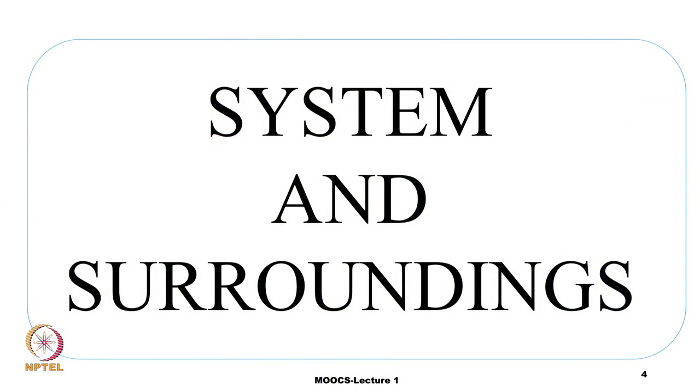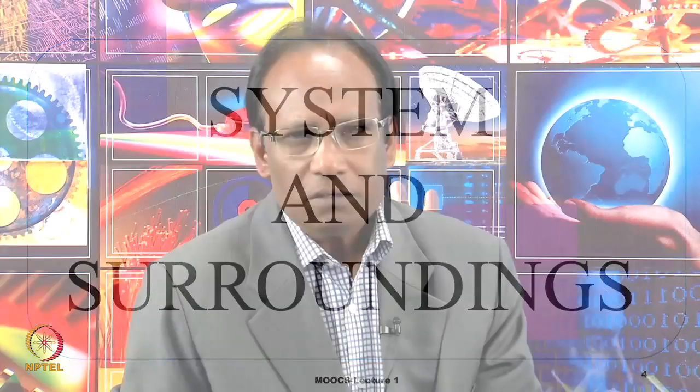It is very important to understand the meaning of system and surroundings in thermodynamics. As I mentioned earlier, thermodynamics is a branch of science and technology which is not just important for understanding basic sciences, it is very much required for applied sciences and technology. We will take several examples later on. But let us first of all try to understand what we mean by system and what are surroundings.